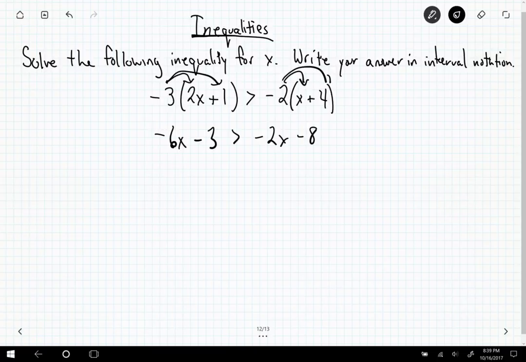Have to distribute the -2 to both terms. Now you can get all your x's on one side and all your constants on the other, just like you do for any linear equation there. So what does this mean?